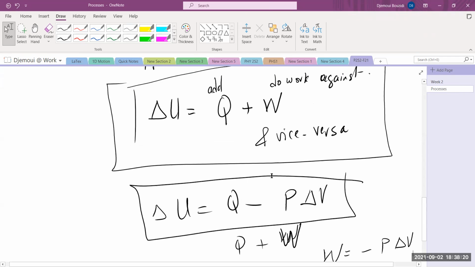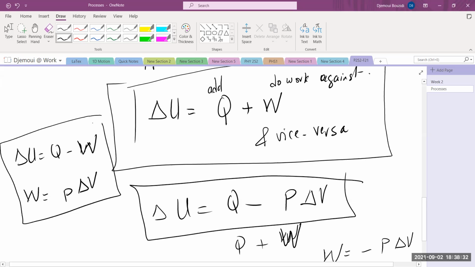Okay, so they have in the book, delta U is equal to Q minus W. And they define W in the book as P delta V. It's the same, algebraically, you're going to get the same things for delta U, that is. Yes?